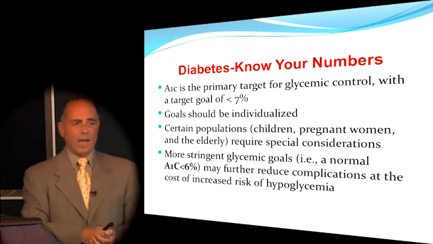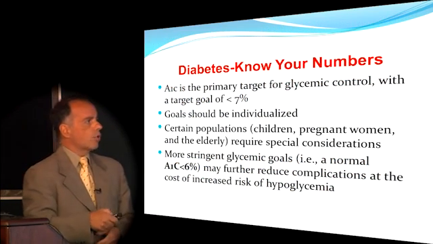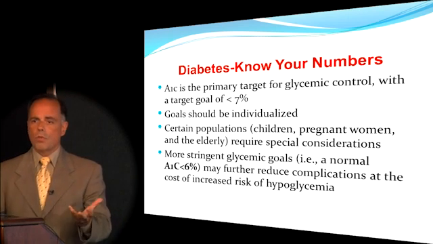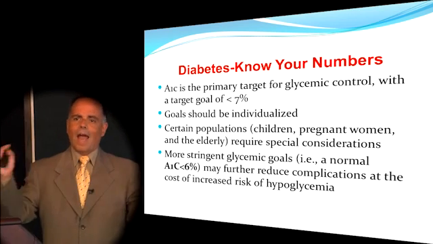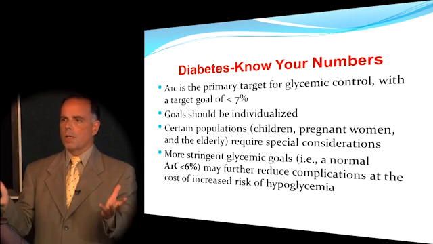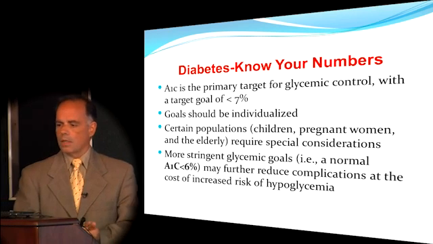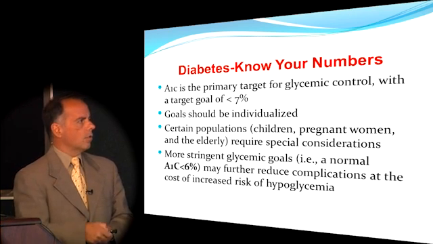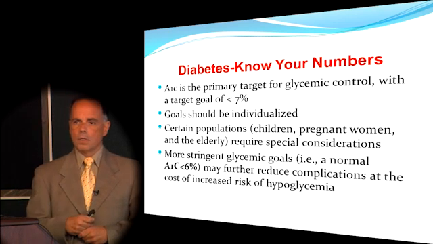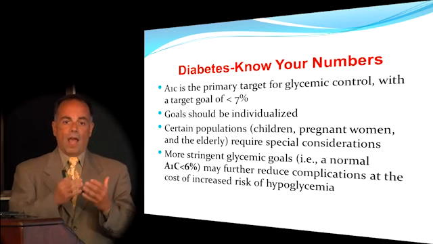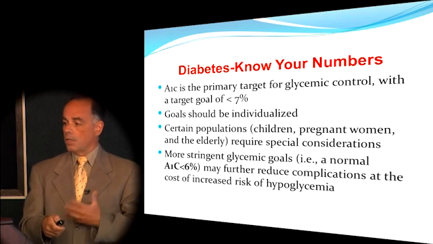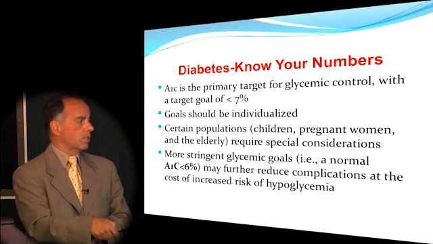Know your numbers if you're a diabetic. A1C is a primary target for glycemic control to show that your sugar is controlled. This is the average sugar, if you will, of a 3-month period. And it's a standard blood test these days, and a lot of doctors do that. If you're a diabetic, you need to have your A1C under 7%. If you have coronary disease and other diseases, I will go to 6%.